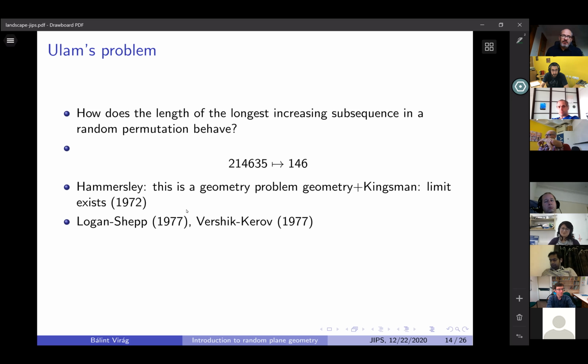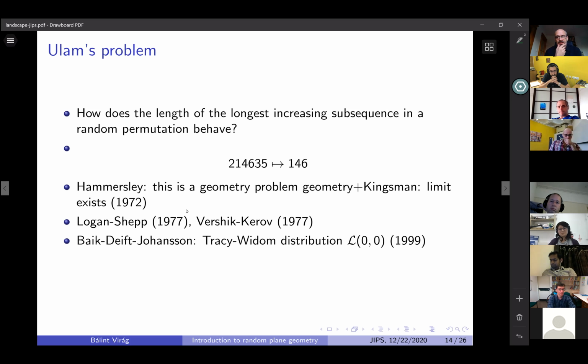And finally, the constant in that, which I think is 2, was found by Logan and Shepp and Vershik and Kerov independently in 1977. So it's an old problem, and to get the fluctuations. By the way, this is the main term. If you think about it geometrically, this is the main term in our expansion, the square root of n, in this case. And the fluctuations at one fixed point were found by Baik, Deift and Johansson, quite a bit later, as you can see. So 22 years later, and they identified it as a Tracy-Widom distribution.